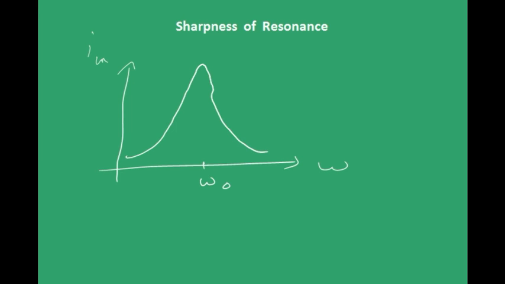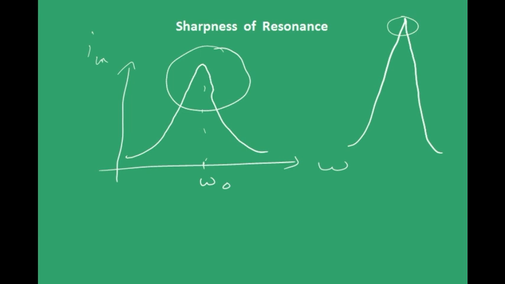The maximum value is achieved at omega naught. Okay. Now I need to define the sharpness of resonance, right? Sharpness is nothing but how sharp the graph is. So if you have more sharpness of resonance, the graph would have been something like this, even sharper. Of course, this is not a sharp curve, observe it. It is smooth only. And if the sharpness was less, it would have been something like this.